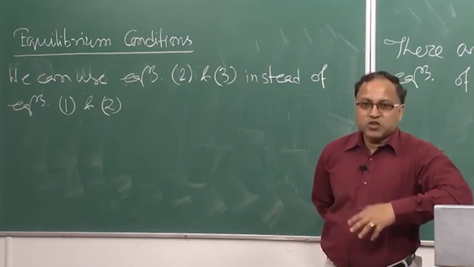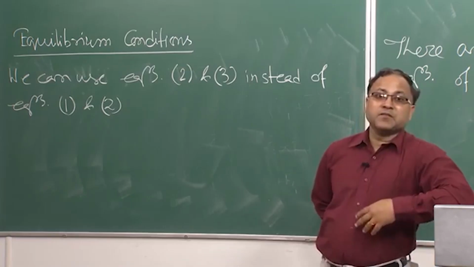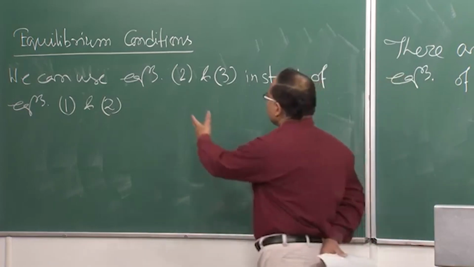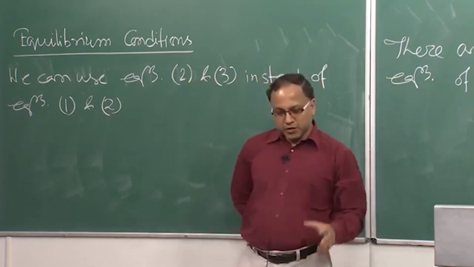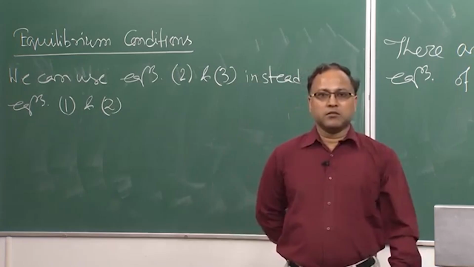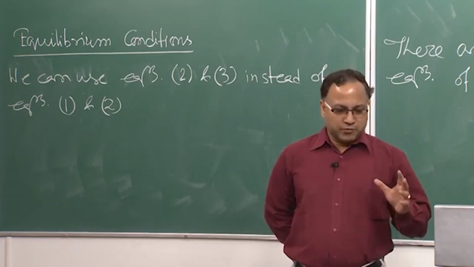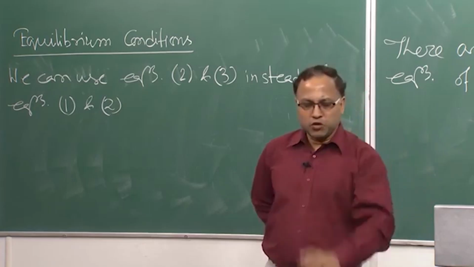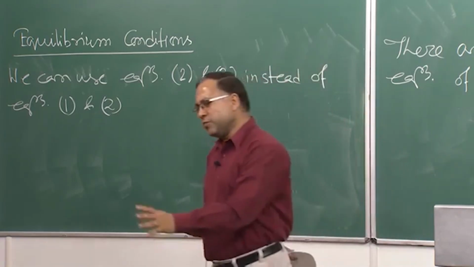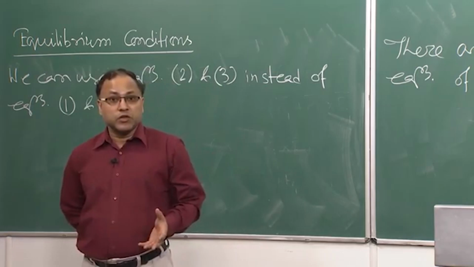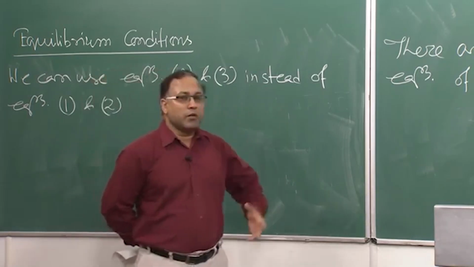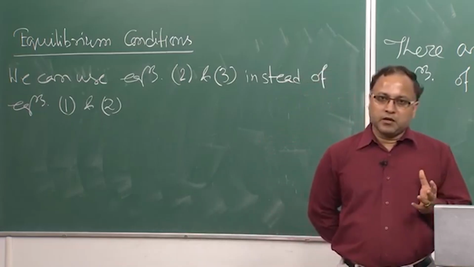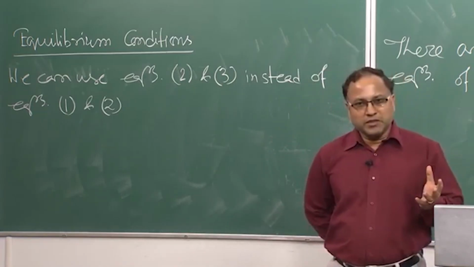Now, instead of taking the force balance, that is the resultant force is 0, I can choose these two equations. That means both equations are talking about the moment balance. That means I am talking about the summation of moment with respect to point A is 0 and summation of moments with respect to point B is 0. I can use those two equations to solve our equilibrium problem. Okay, that we can do. There is no problem in that.